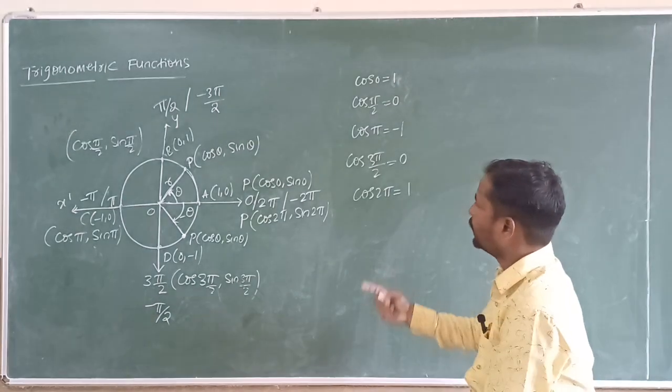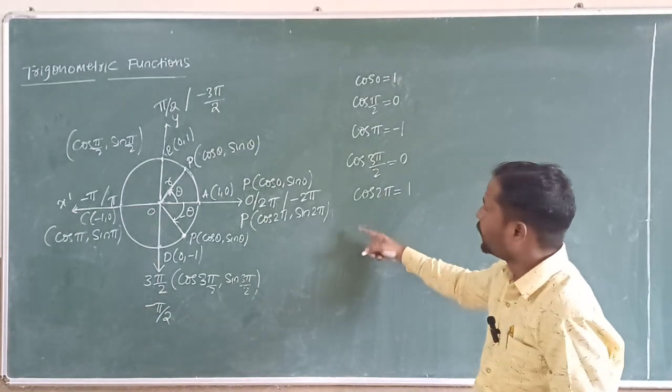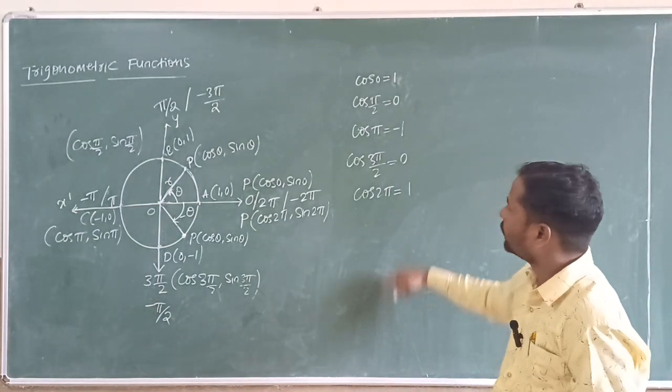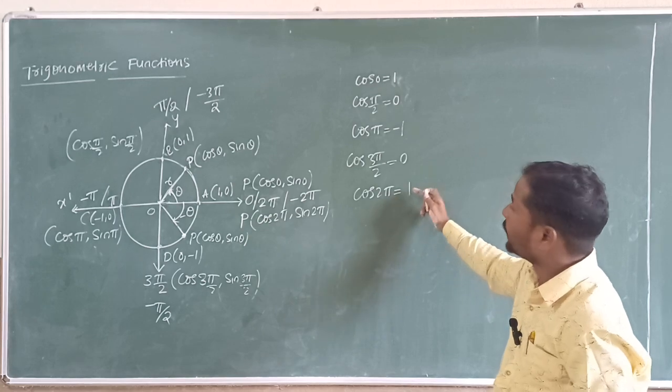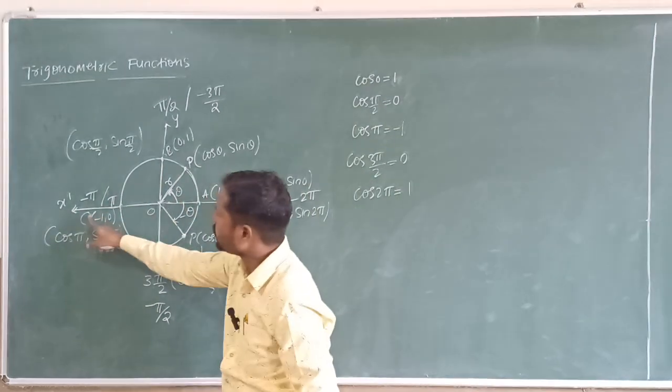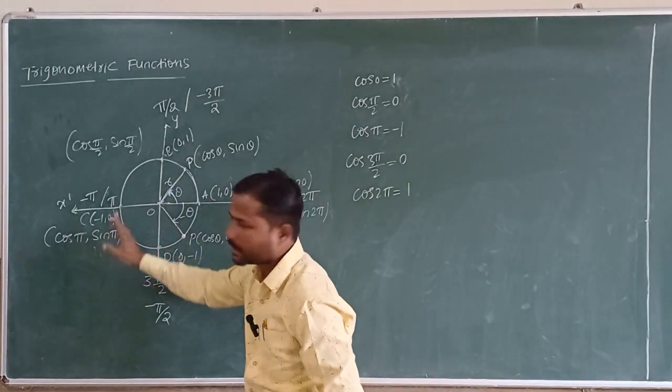Keep making rotations: 2 pi, 3 pi, 4 pi, 5 pi, 6 pi, same. All the values, what happens here? 1, minus 1, 1, minus 1, 1, minus 1 now.